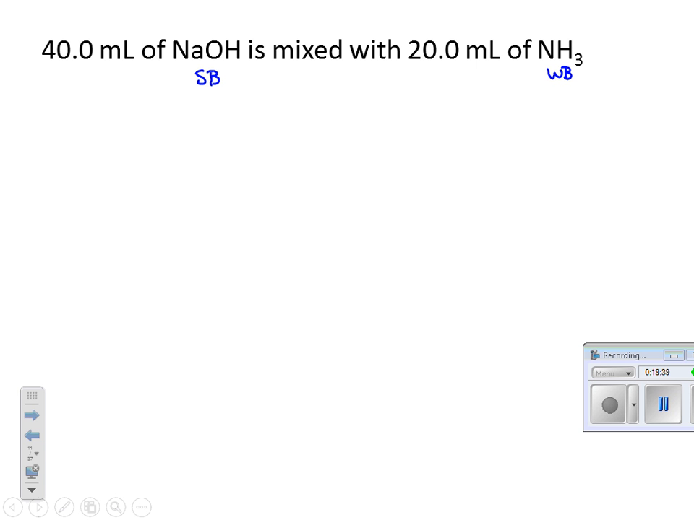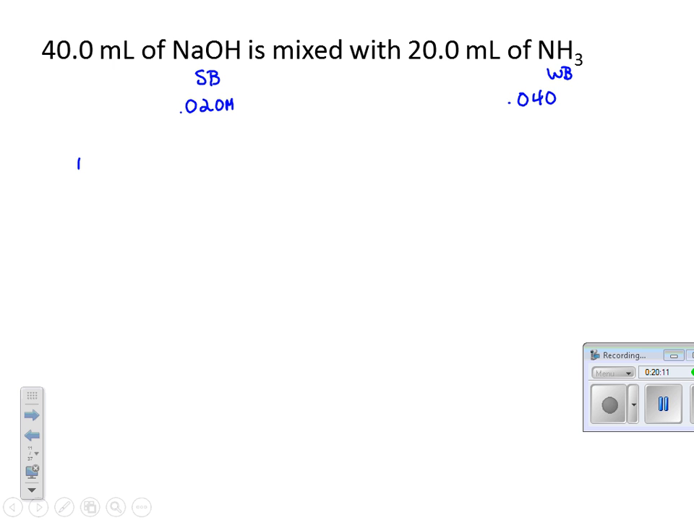So the other slide said the sodium hydroxide concentration was 0.02 molar. And the ammonia concentration was 0.04 molar. So here's the thing, when you're mixing a strong with a weak, the moles of hydronium or hydroxide come from the strong only. The weak is just like adding water to it. So we may as well have said this problem, you know, what's the concentration of hydroxide, 40 milliliters of sodium hydroxide, if we add 20 milliliters of water to it.